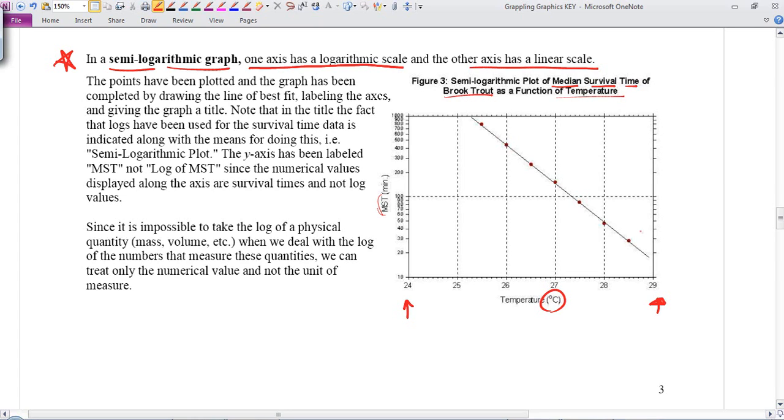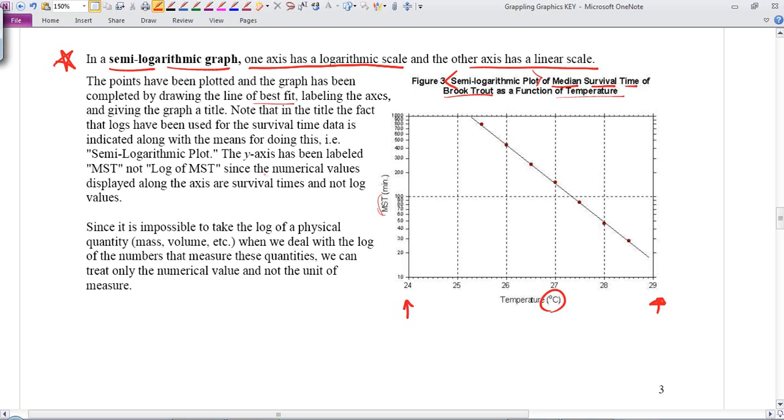All right, so now let's read the words. The points have been plotted and the graph has been completed by drawing a line of best fit. Now, in math class, you probably call that a linear regression, and you may have even run that on your graphing calculator. But labeling the axes and giving the graph a title is always important, so make sure that you do that. All those things are worth points. So note that in the title, the fact that logs have been used for the survival time data is indicated. So if you're going to do that, you need to say that. All right, and then along with the means for doing this, a semi-logarithmic plot. So it's spelling it out right up here at the beginning.